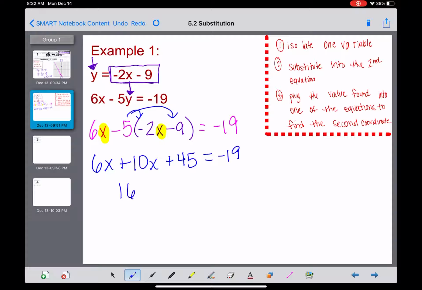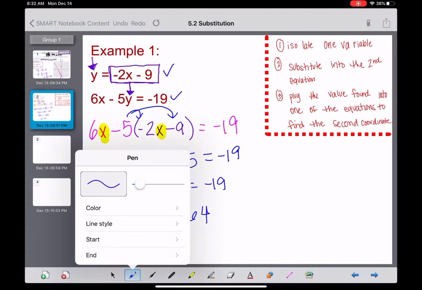Combine like terms. Continue to solve using inverse operations, and x's value is -4. Now recall, our goal is to find a coordinate because at the end of the day, these are two lines, and we need to find where these two lines intersect. So x is only part of my answer.